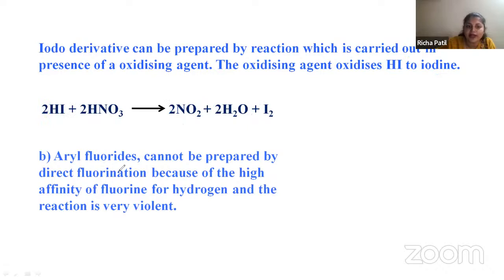So aryl fluorides. Whenever you want to form fluorides, they cannot be prepared by direct fluorination. What is the reason? Because fluorine is highly violent. Because of the high affinity of fluorine for hydrogen, the reaction is very violent. So this is the reason why we cannot prepare aryl fluorides directly.